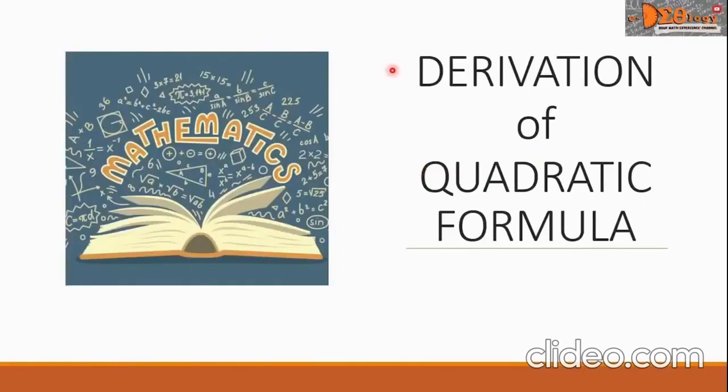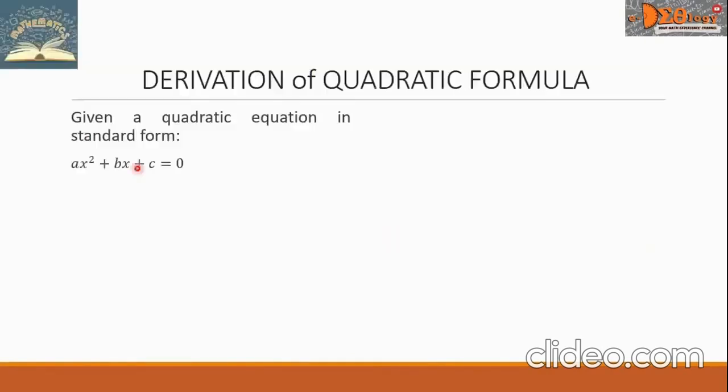Hi everyone. Today we're going to study the derivation of the quadratic formula. Given a quadratic equation in standard form, that is ax squared plus bx plus c equals 0, let us now derive the quadratic formula. First, let us transpose the constant c to the right. From positive, it becomes negative.